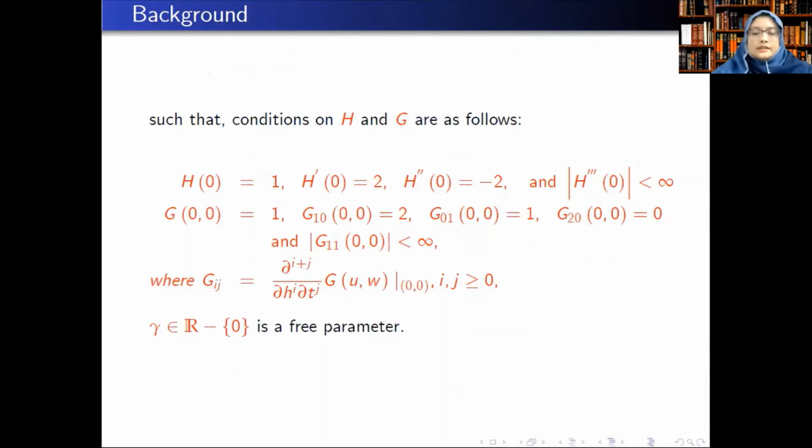And these are the conditions set under which we see that under the conditions on h and its derivative evaluated at origin, as well as the partial derivative of g evaluated at origin as well, we come out to be with a method which is seventh order convergence. Here gamma is a free parameter.